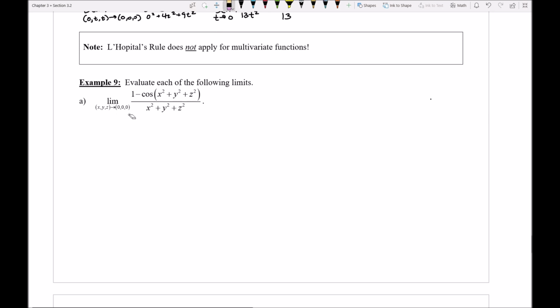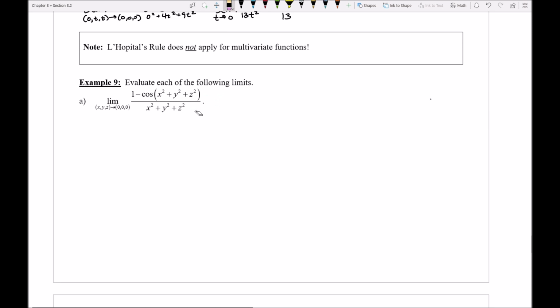And sometimes what you're going to end up getting, like you would get here, is something like 0 in a numerator and 0 in a denominator. Sometimes you might get an infinity over an infinity, and you might then feel the urge to use L'Hopital's rule. There's just one problem. As the note suggests, L'Hopital's rule does not apply for multivariate functions. So if you have a function with multiple variables, sorry, you can't use L'Hopital's rule.